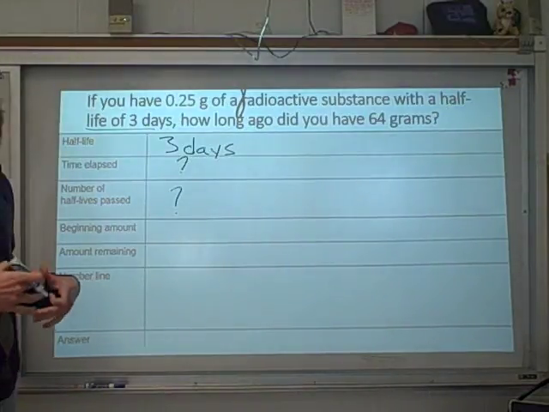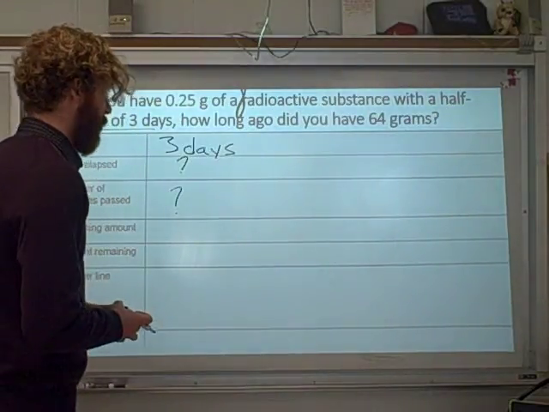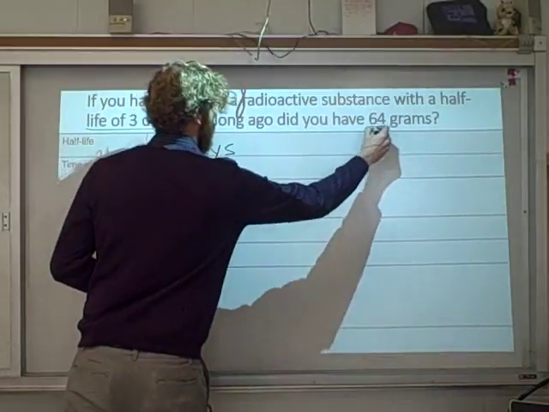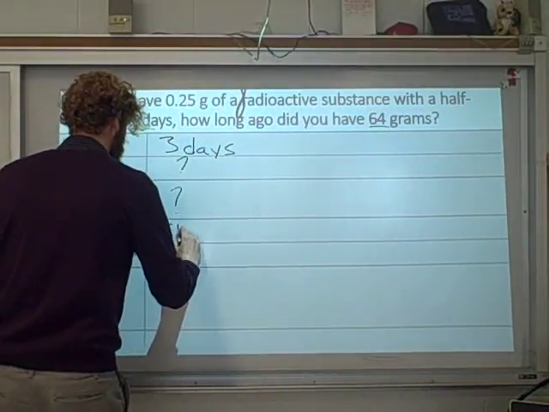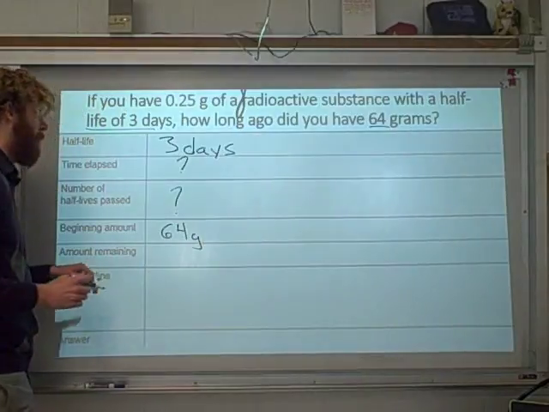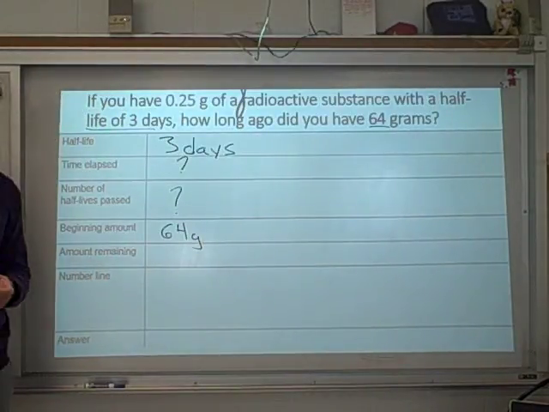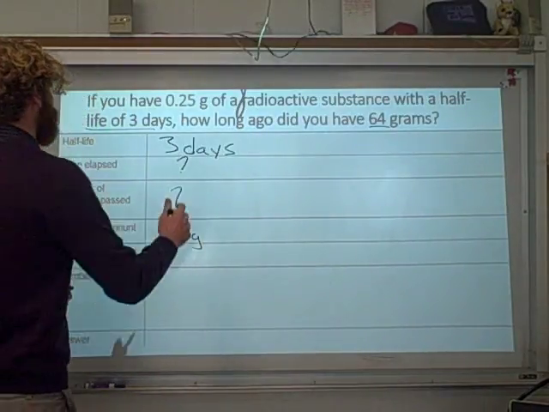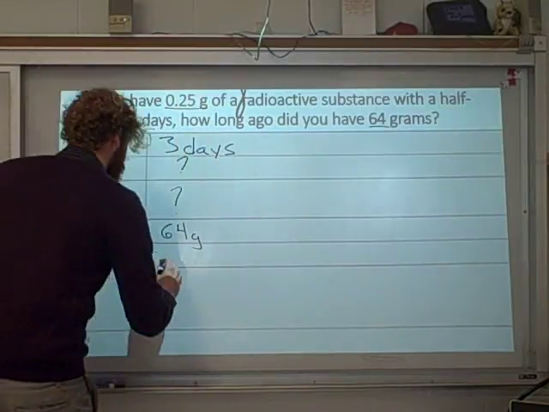Beginning amount. The beginning amount is going to be the large amount in your question. In this case, it is 64 grams. Amount remaining: how much of the substance do you have left? We have 0.25 grams.